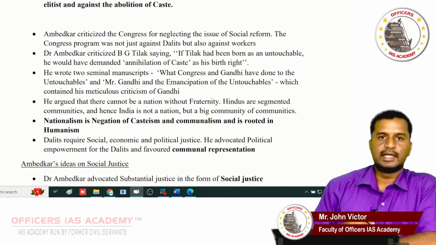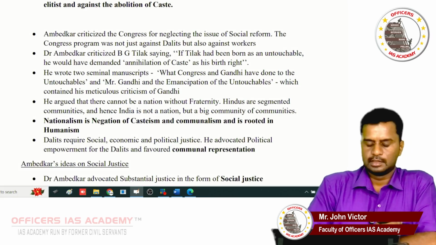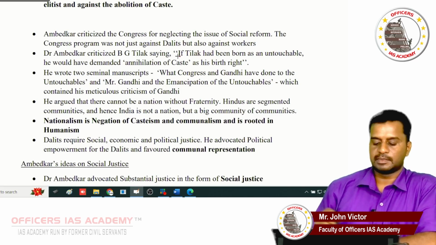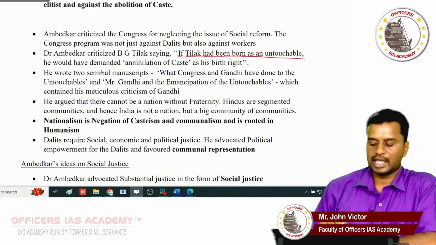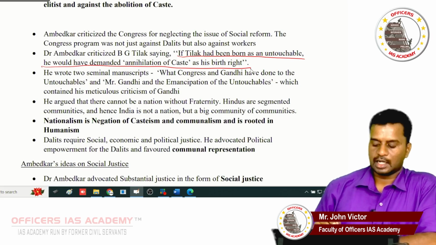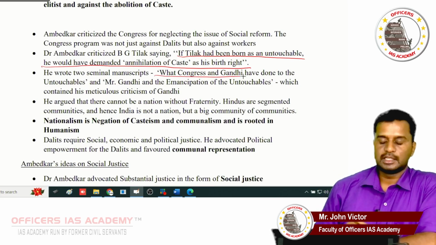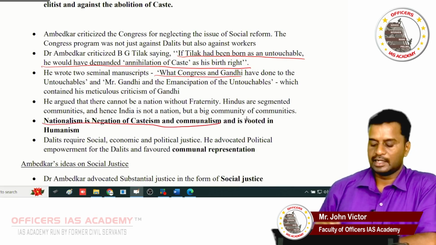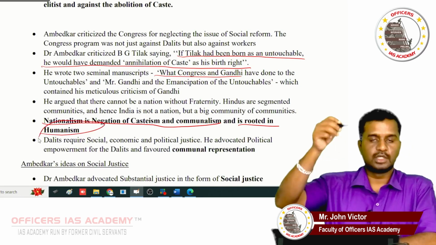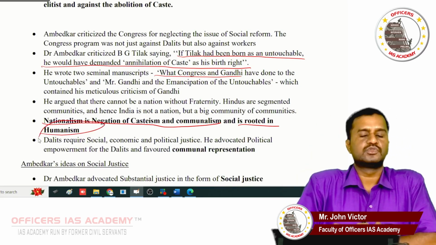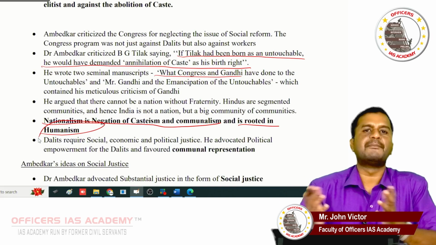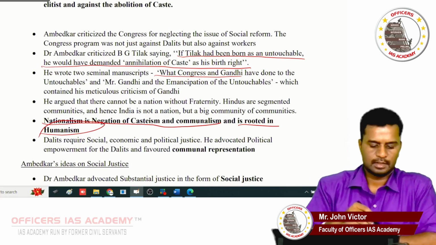You can quote the important remarks of Dr. Ambedkar. He opposed Tilak. He told that if Tilak was born untouchable, he would have said annihilation of caste would be his birthright. Ambedkar opposed Gandhi. According to Dalit perspective, nationalism is negation of casteism and communalism and is rooted in humanism. For both Marxists and Dalits, nationalism should be based on humanism. If it is not based on humanism, it is of no use. It is nothing but bourgeois nationalism or upper class or upper caste nationalism.